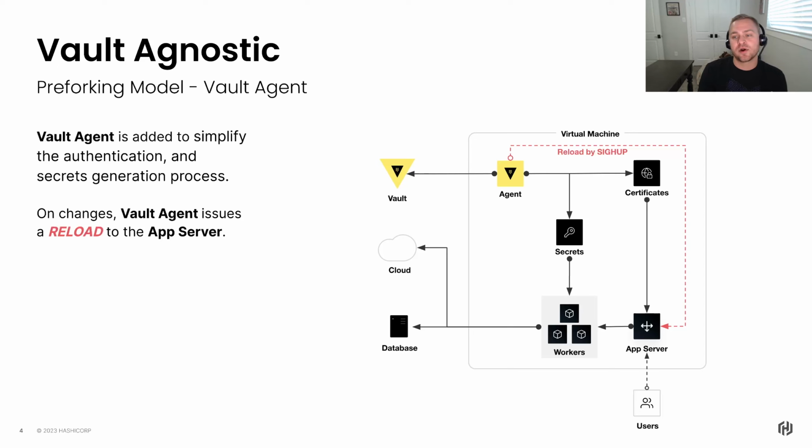The cool part here that I have highlighted in red is that once the credentials change, Vault Agent can issue a reload signal, such as a SIGHUP, and send that to the application server, which will then gracefully replace all of the worker processes, which will then get the new secrets. So that's it for the diagrams. Let's jump into a hands-on demo.